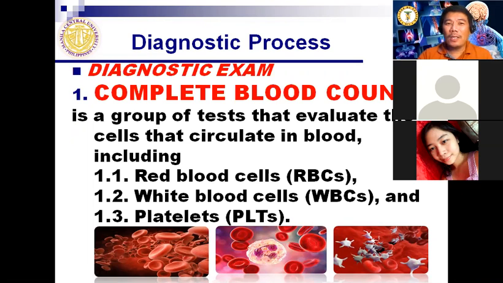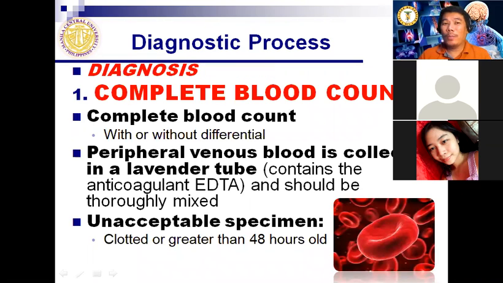Now, the complete blood count could be with or without differential. With differential includes results of the five types of WBC, which we mentioned in our previous discussion. If it is without differential, it may only have results of red blood cell, hemoglobin, hematocrit, WBC, and platelet count. If it is with differential count, then it considers the five types of WBC, which are the eosinophils, the neutrophils, the basophils, the monocytes, and the lymphocytes.